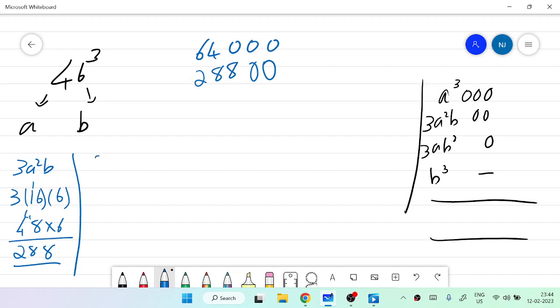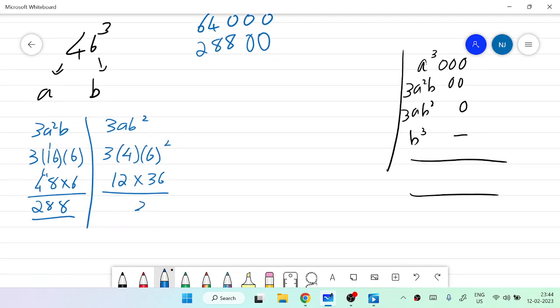Understood? Then 3ab square. So 3 into a is 4. B square is 6 square. 4 3s are 12. Into 6 square is 36. If you multiply, you will get what? 6 2s are 12. 1 6 1s are 6, 7. 3 2s are 6. Then 3 1s are 3. And then add all those numbers. You will get what? 432, right? So you have to put 1 zero and then 432 here.